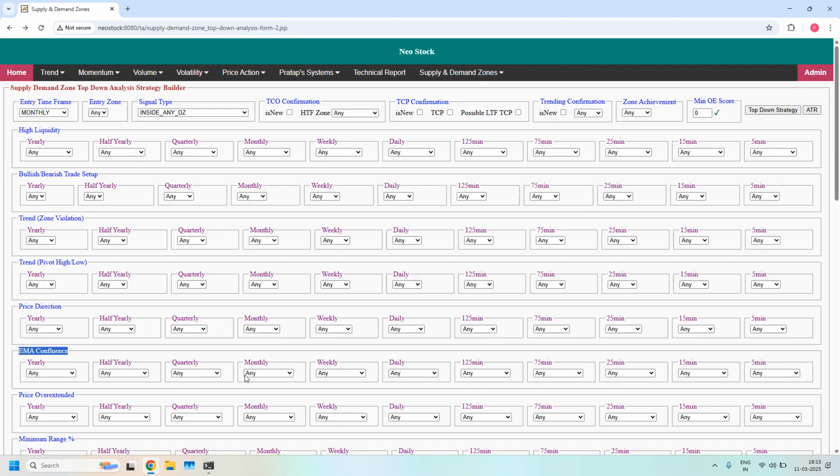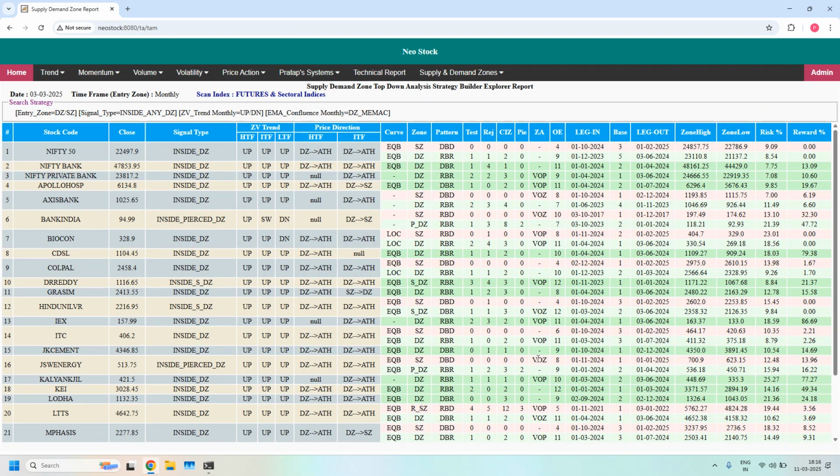So in the EMA confluence at monthly time frame, I am setting the filter monthly demand zone having monthly EMA confluence, and the trend on the monthly should not be sideways. It can be up or down. With these filters, now the list has come down. First 21 stocks in the list.